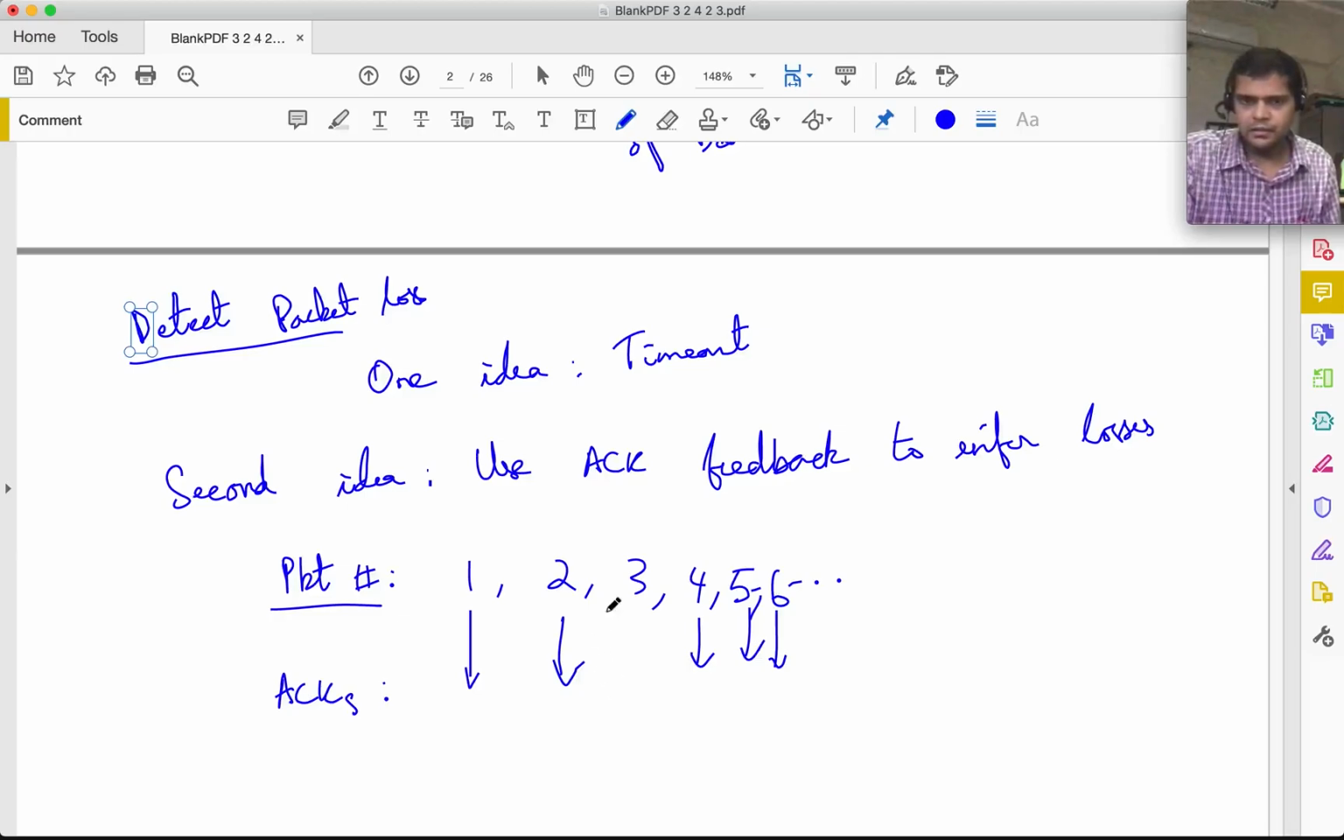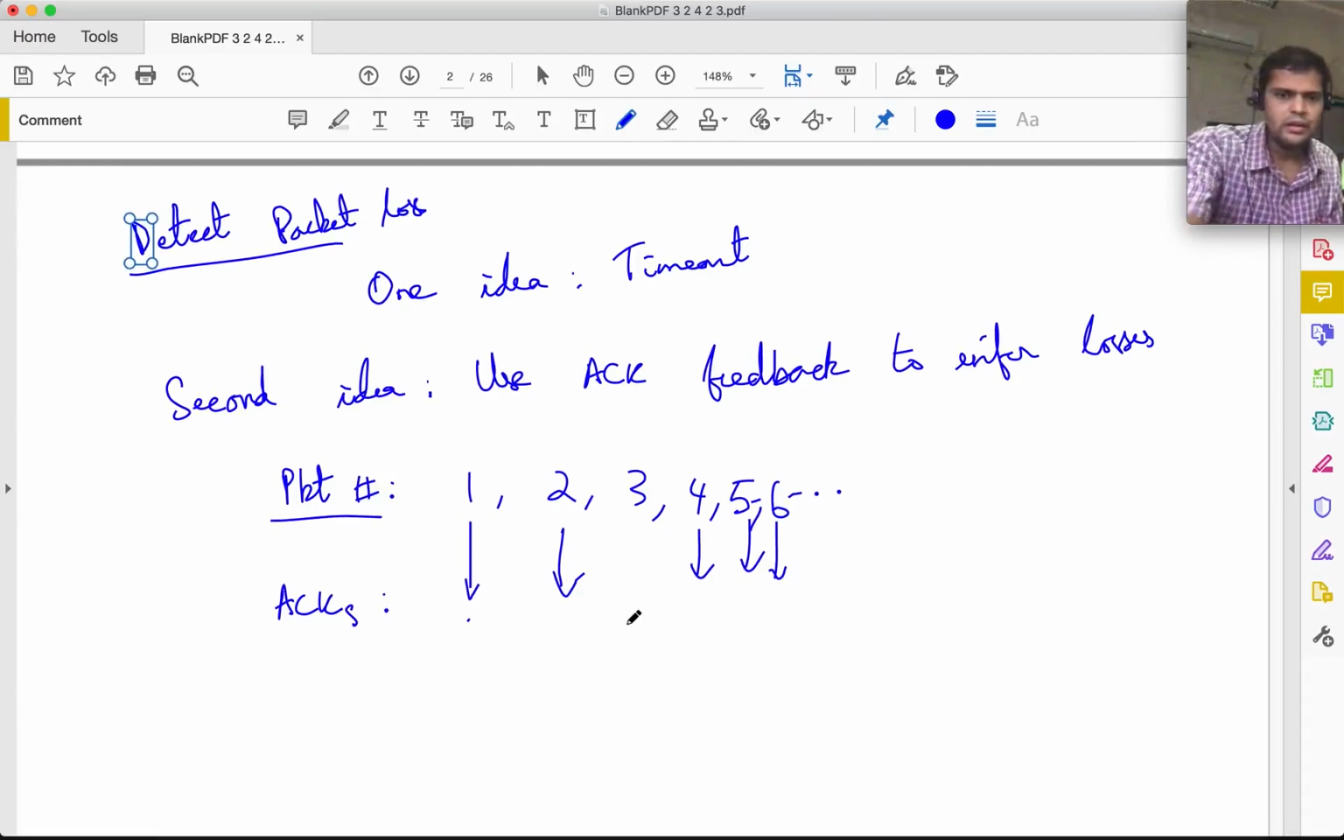So instead of waiting for the timer for this 3 to expire, we could just look at these acknowledgements, and we can say that 1 and 2 reached, 4, 5, 6 reached, probably 3 was dropped. Why would the acknowledgement of 3 not be coming back? So we might infer that 3 is dropped based on this.